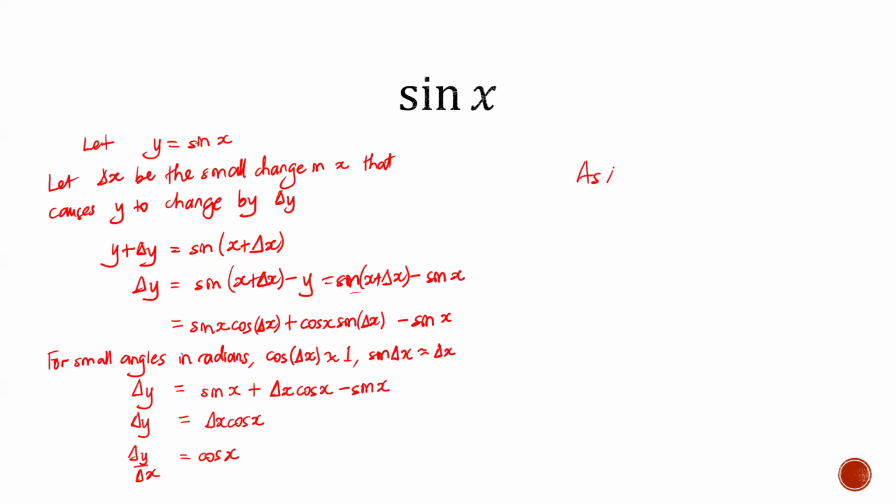Now we know that as delta x tends to 0, delta y out of delta x will tend to dy dx. Therefore, dy dx will be equal to cos x, since there is no delta x in the expression. And that's how we would get the gradient function of sine x.